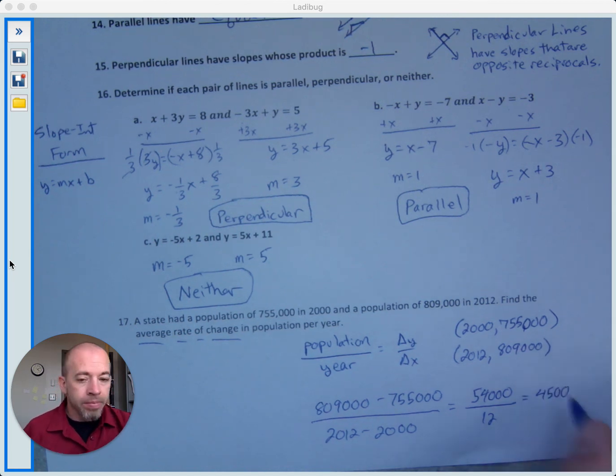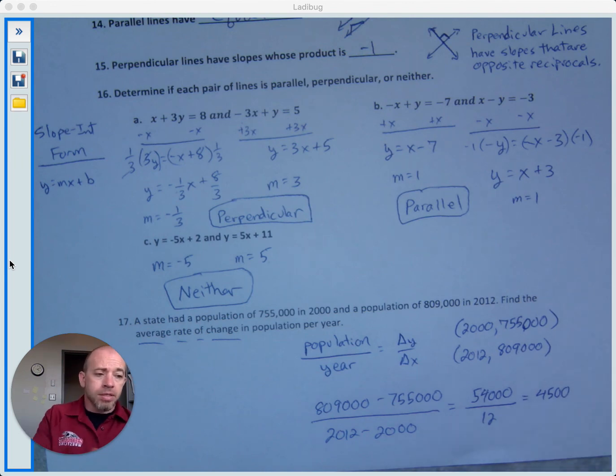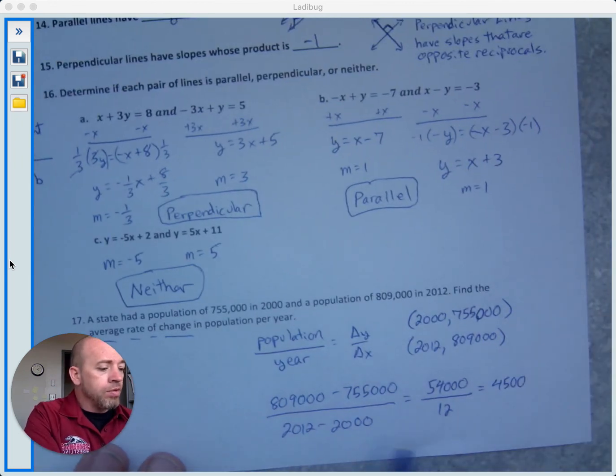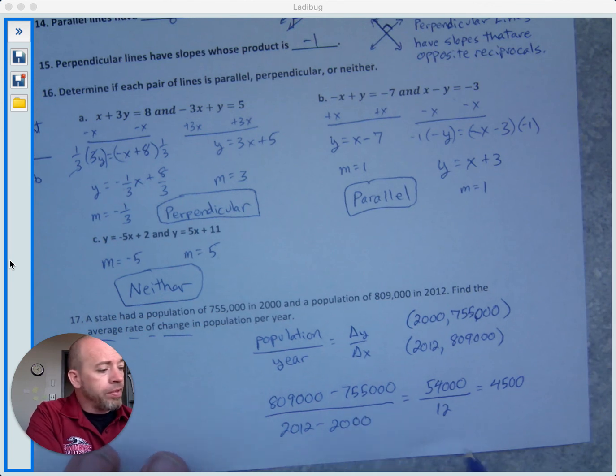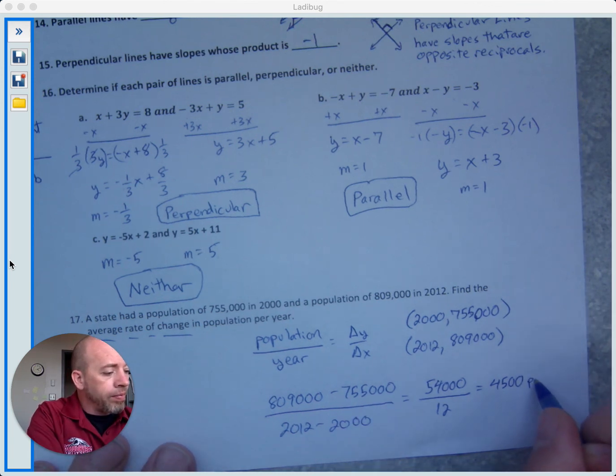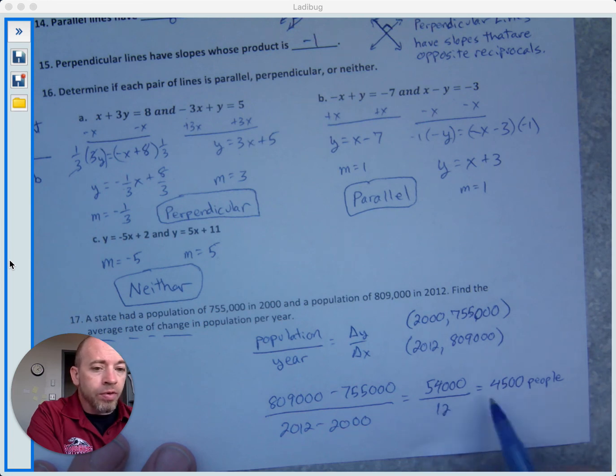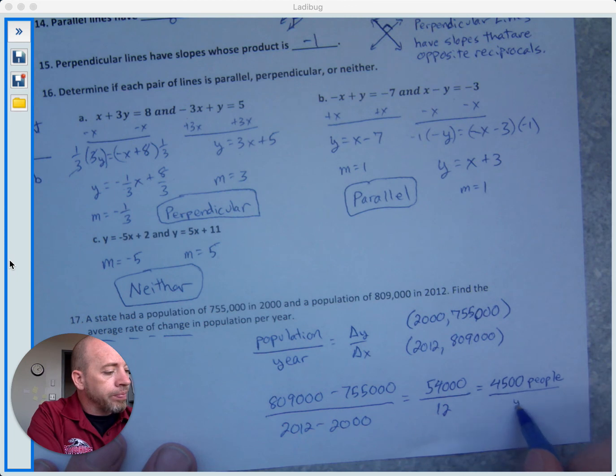And I'm going to remember what my units were because it helps me a little bit. These were populations, that's the number of people. So this is 4,500 people. And this was years, right? So it's 4,500 people per year. And this is reduced to 1 basically.